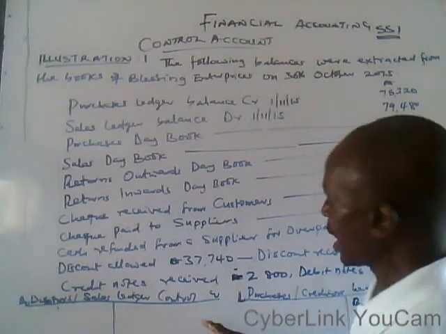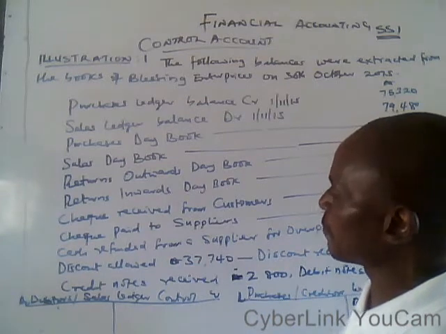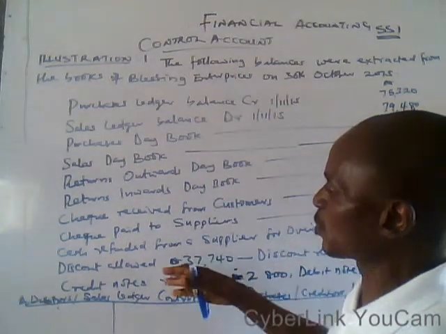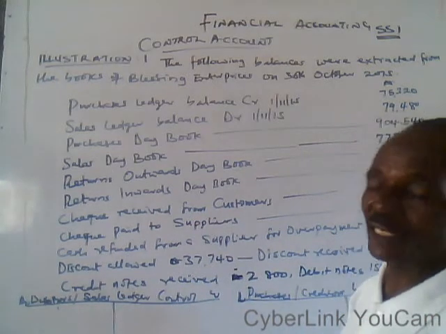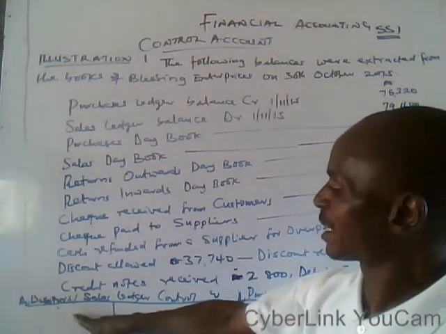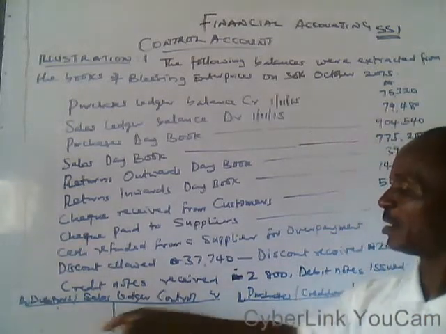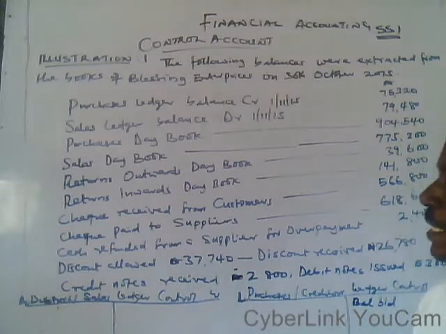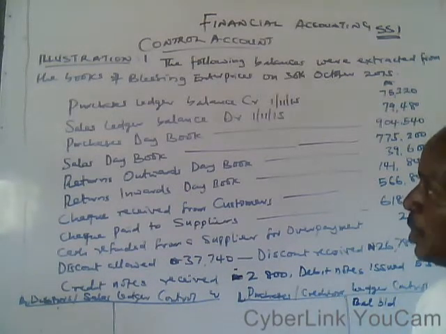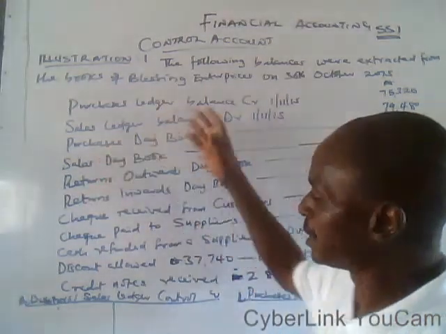control account. Take note of one thing: if you are given a question on the control account, it's possible to give you a trap, that is, giving you the cash sales or the cash purchases. Cash purchases and cash sales should not be transferred to this account, only the credit sales or the credit purchases, which means the sales day book or purchase day book.